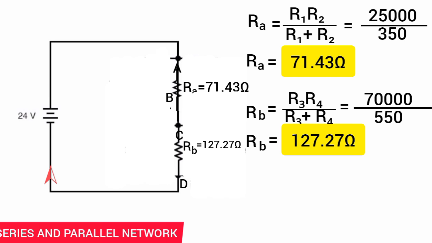So I will now say that my RO equivalent will be equal to my ROA plus my ROB. And what is my ROA? My ROA will be 71.43, right? Plus ROB, and ROB is 127.27, right?